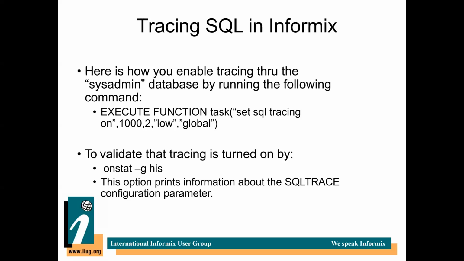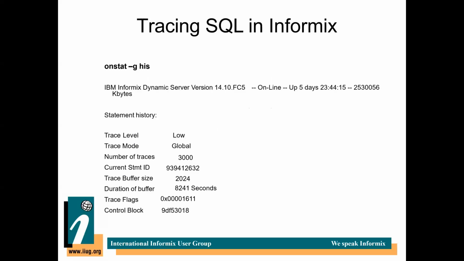This prints out information about the SQL trace configuration parameter and the different SQLs that have been run since it was turned on. So if you run onstat -g HIS, it'll give you the trace level, the mode, the number of traces, current statement ID, your trace buffer size, the duration of the buffer, trace flags, and the control block.